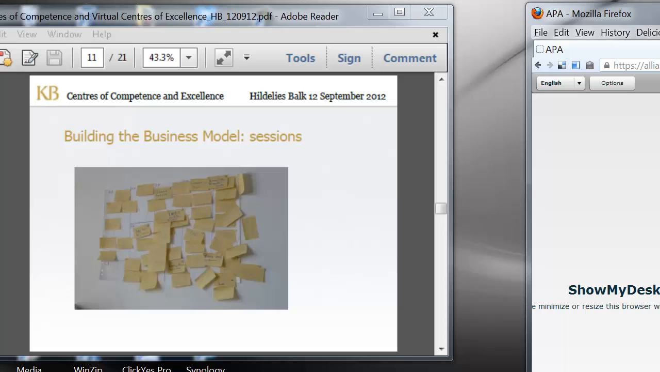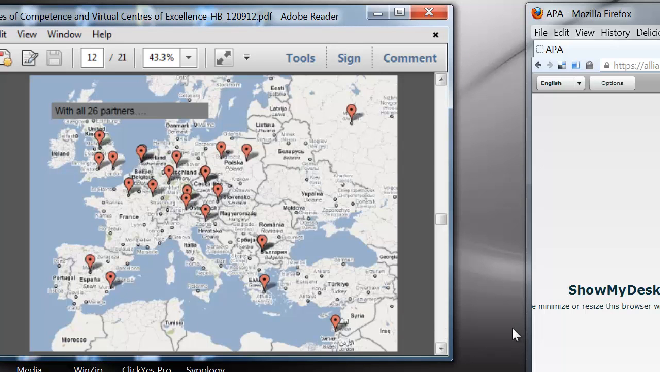So we had a lot of sessions in the consortium. For 2 years, we got together in different groups, always about 10 to 50 people, executives, developers, people from organizations. We invited people, and we did a lot of thinking together. Next, please.